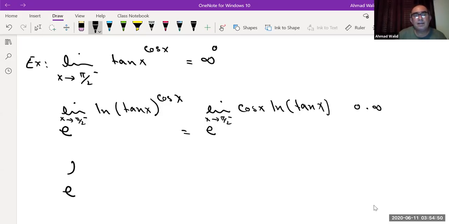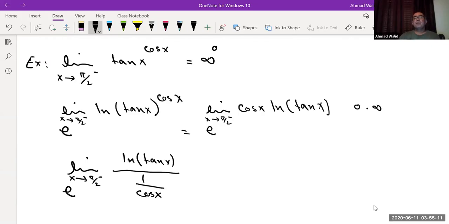What I will do is this: e to the limit as x approaches pi over 2 from the left. Keep the ln tan x in the top, ln of tan x. Move cosine x to the denominator. It means you will write 1 over cosine x. Correct?